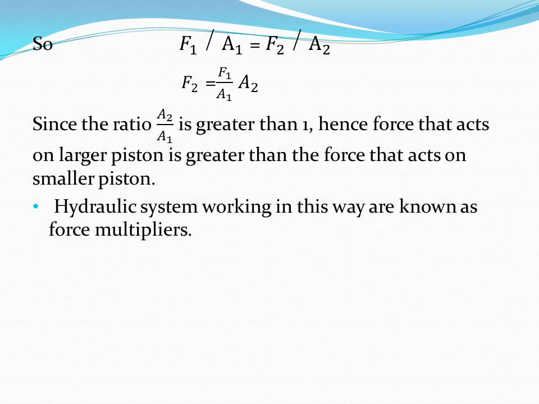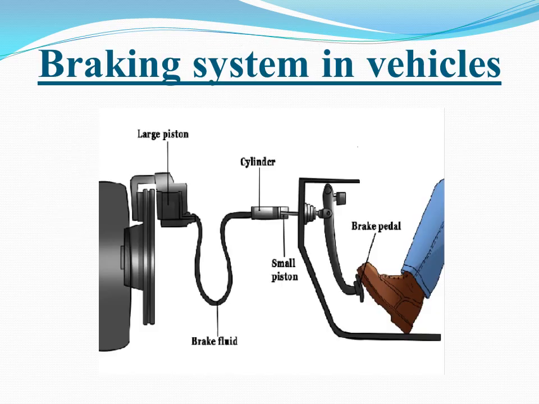Since the ratio A2 by A1 is greater than 1, because A2 is the larger cross-sectional area and A1 is the smaller cross-sectional area, a larger quantity divided by a smaller quantity gives an answer greater than 1. Hence this force F2 will be greater than the force that acts on the smaller piston. Hydraulic systems working in this way are known as force multipliers. Why are they force multipliers? Because by applying a smaller force, a larger force will be produced.